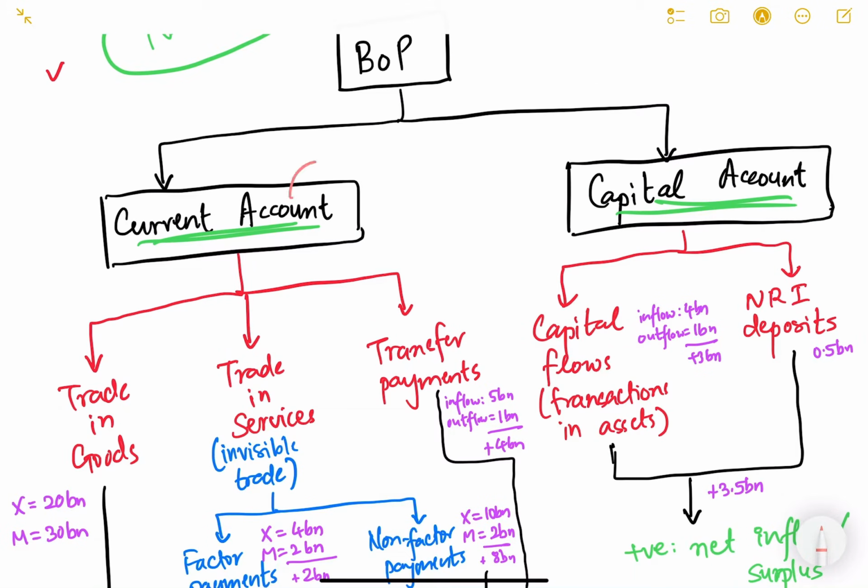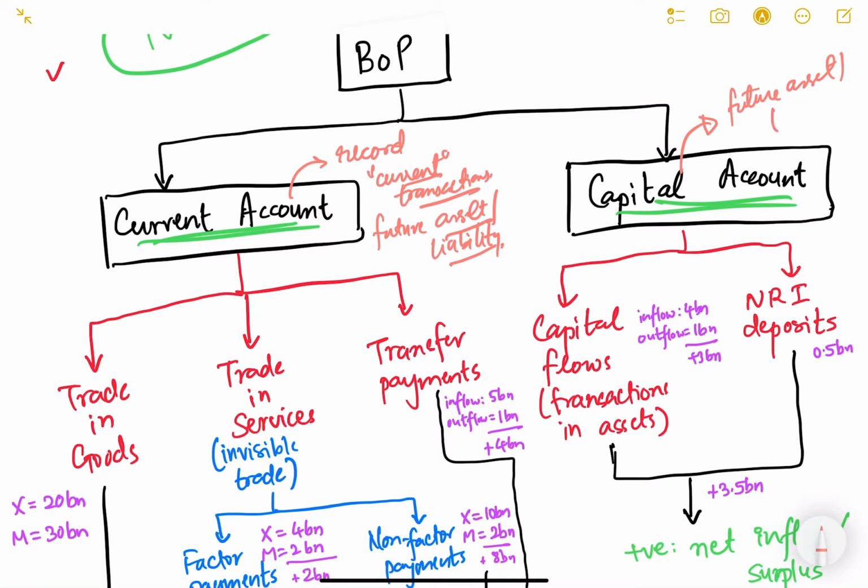Now the current account records the current transactions. This we have seen in fiscal policy also. What is the meaning of current transactions? Current transactions are the transactions which do not create any future asset or liability. मतलब future में कुछ लेना देना इससे related नहीं होगा. They will not create any future asset or liability. So that is known as current transactions. Whereas the capital account is an account which records the capital transactions, meaning they are creating some future asset or liability. So this is the basic difference.